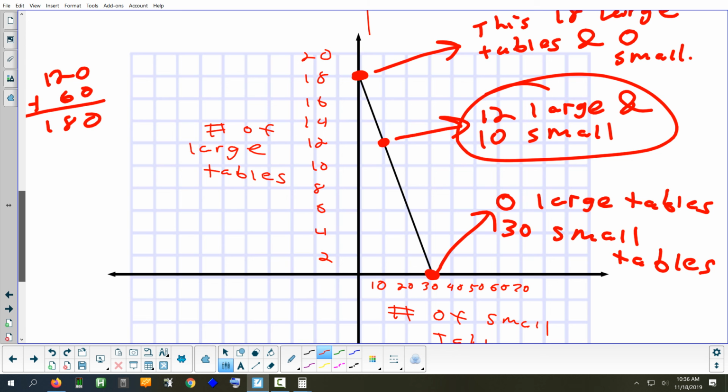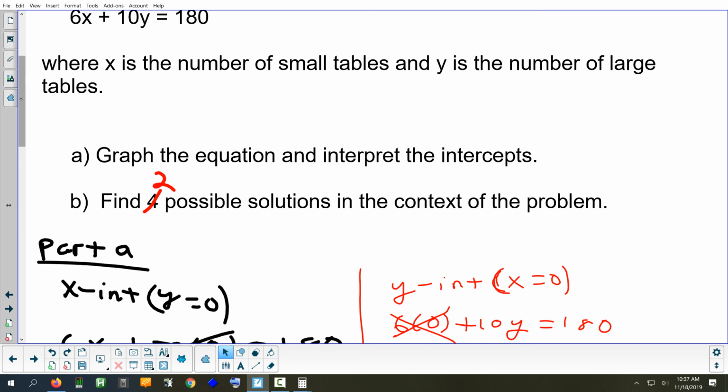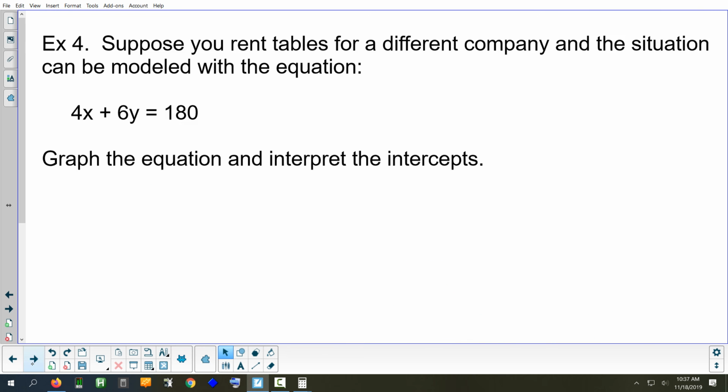Okay, if you wanted to find another one, you could probably do this one right here. You could probably get 20 small tables and maybe 6 large tables. So there's different options to fit 180 people. And that was part B. So we did one. That's good enough.